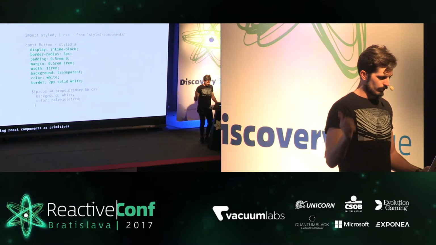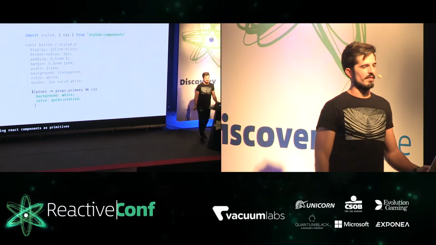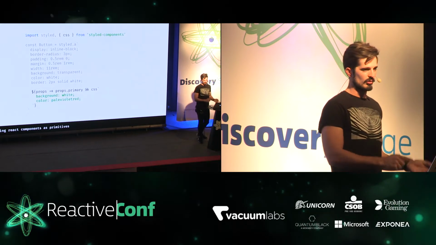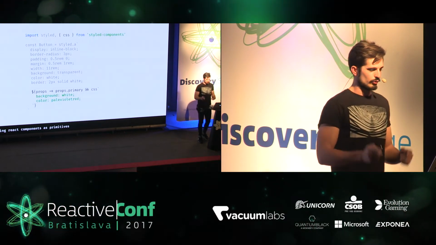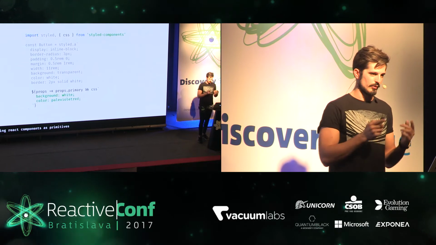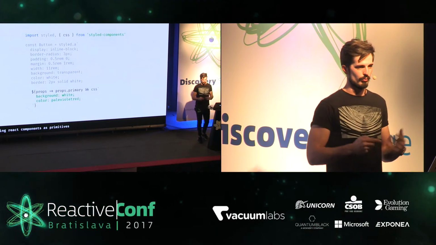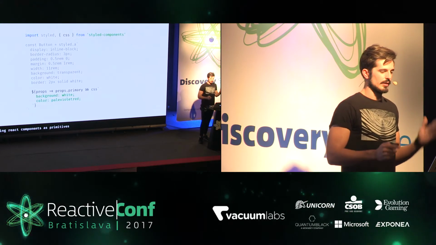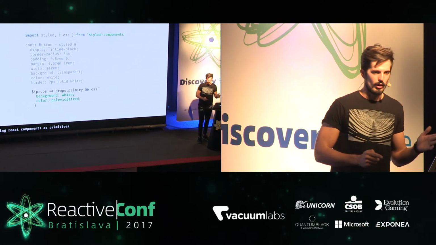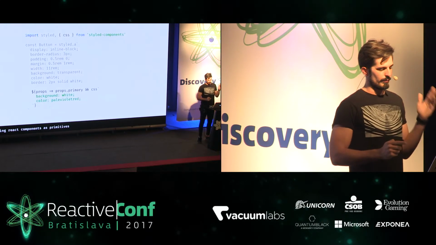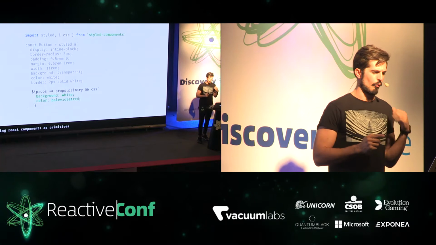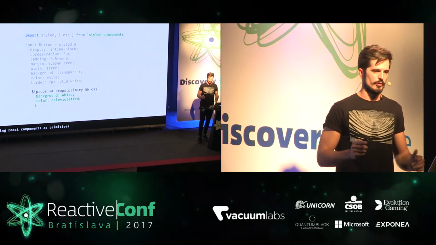But what is more interesting is that you can interpolate a function at the end. And that function is going to be called with the props of the button component. So you can use properties of this component to decide what the style is going to be. In this case, what we're seeing is these props: if I'm including the primary prop and it evaluates to truthy, I'm going to add a white background and this color.